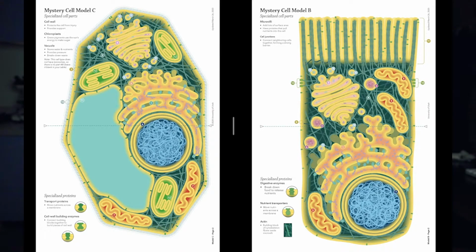Mystery cell model B, on the other hand, doesn't have that. It has these things called microvilli. Okay, microvilli are these little structures that help to increase the surface area. It has proteins that pull nutrients into the cell. And so based on that information, I'm going to assume that mystery cell B is a digestive cell, so found in our digestive system. So all of these microvilli allow more nutrients to be absorbed into the cell.